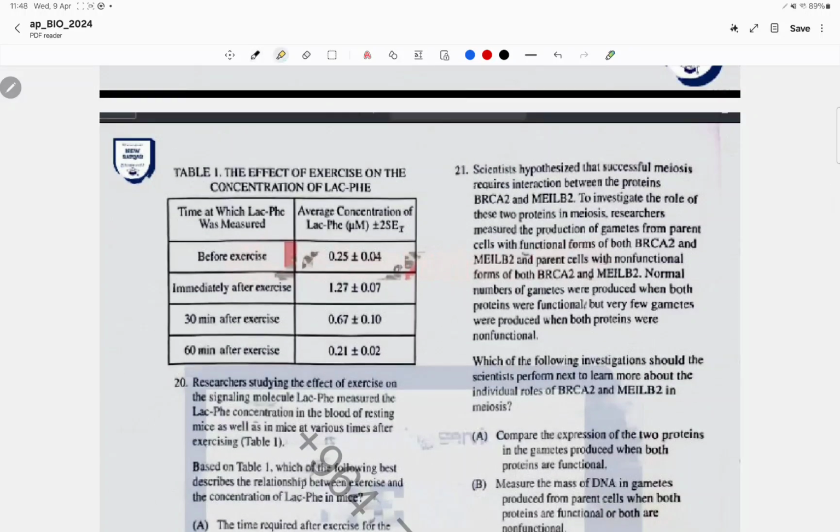So it seems that before the exercise, the amount of the LAC-PHE and 60 minutes after the exercise, let's see if they're overlapping or not. So here we have 0.21 to 0.29. And here we have 1.2 to 1.35. And here we have 0.57 to 1.67. And here we have 0.19 to 0.23. Now, do we see any overlap? Yeah, we do. Before the exercise and after the exercise by 60 minutes, we see an overlap. Okay. But it's highest immediately after the exercise. That's when it's at highest levels, basically.